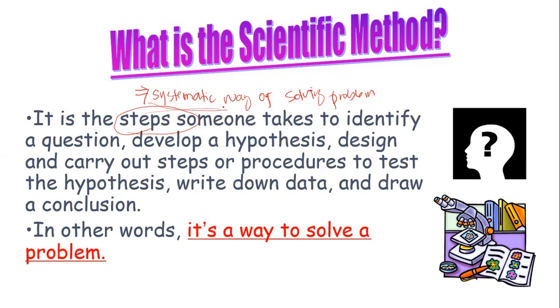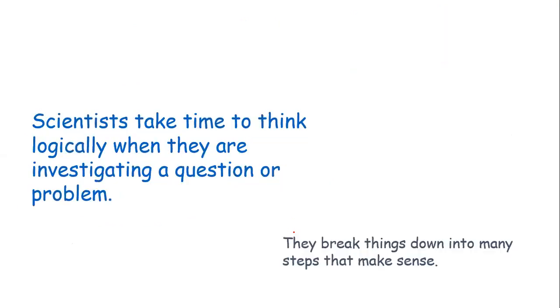Okay, so when we say scientific method, it is the steps someone takes to identify a question, develop a hypothesis, design and carry out procedures to test the hypothesis, and write down data and draw a conclusion. So these are the steps in the scientific method. In other words, when we say scientific method, it's simply a way of solving a problem. Again, scientific method is a way to solve a problem.